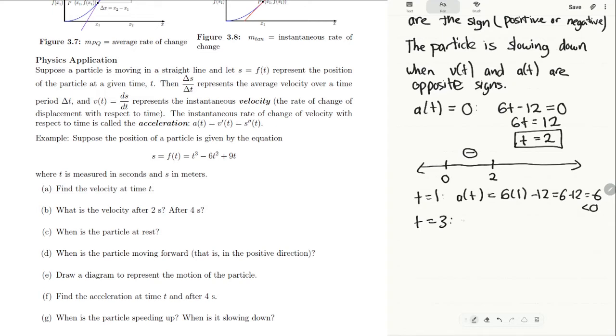So for example, let's test 3. Substituting this into the acceleration, we get 6 times 3 minus 12. That's 18 minus 12, which is positive 6. So we know that the acceleration is positive on this interval.